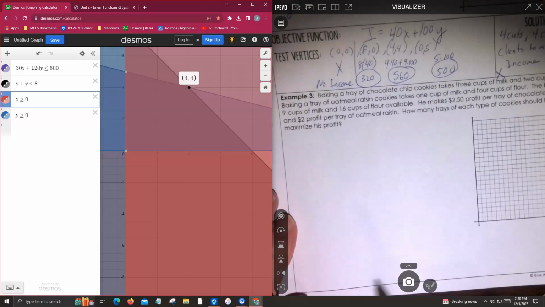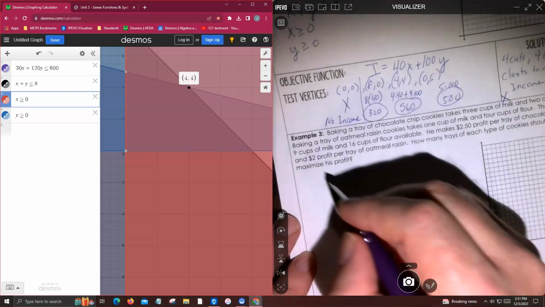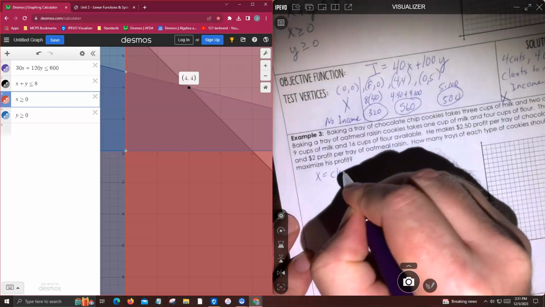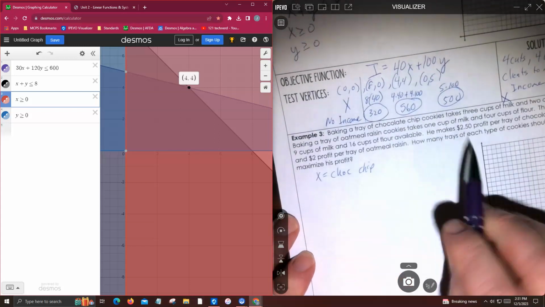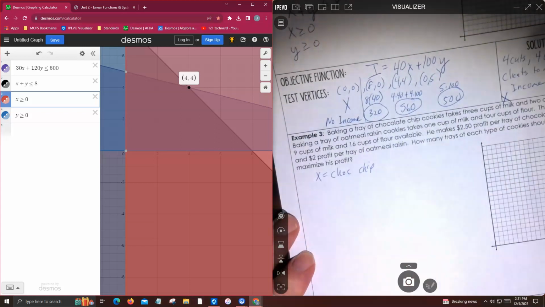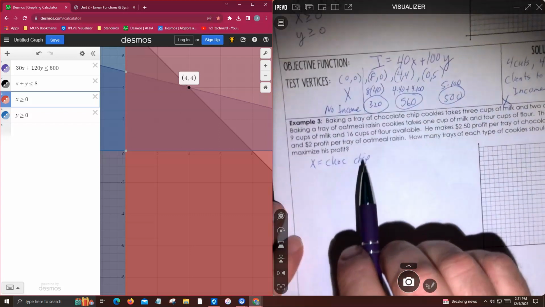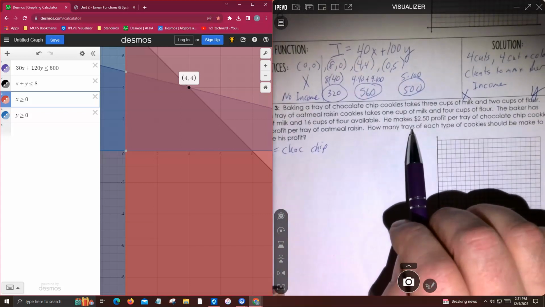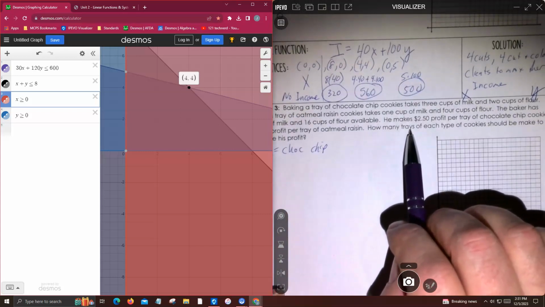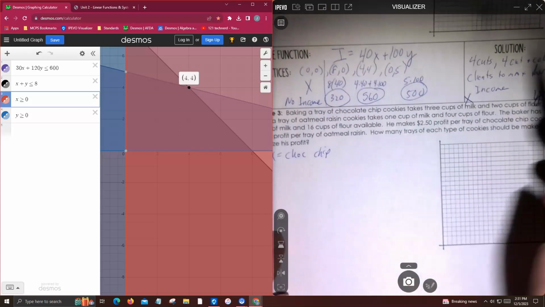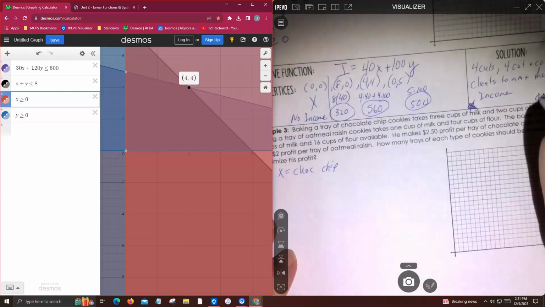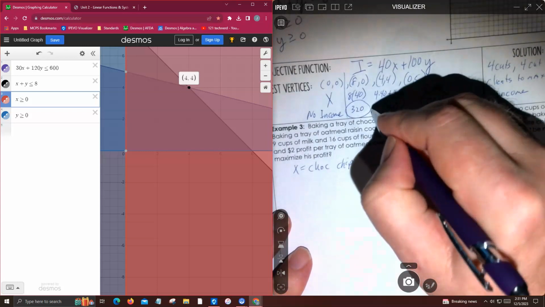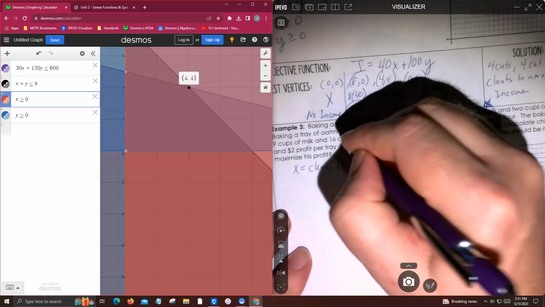All right, so down here, let's see. Well, first thing we'll do is, again, X is chocolate chip, because that was the first thing mentioned. Wait, oh, I'm sorry. I got milk and flour. But I'm looking at the trays, and the trays have nothing to do with milk and flour. They have trays of cookies. So I'm going to change that so that X is chocolate chip cookies and oatmeal is Y.